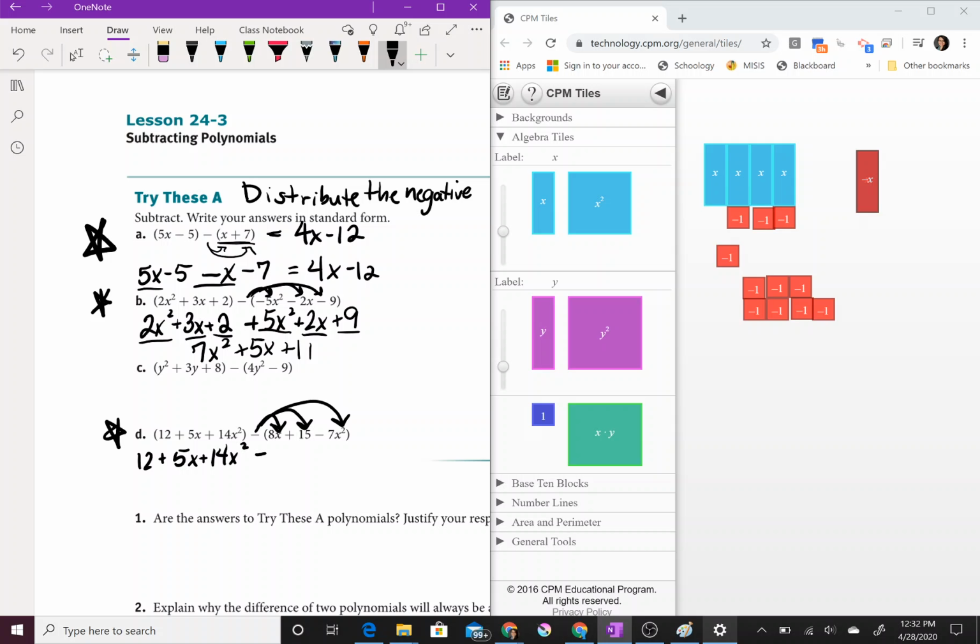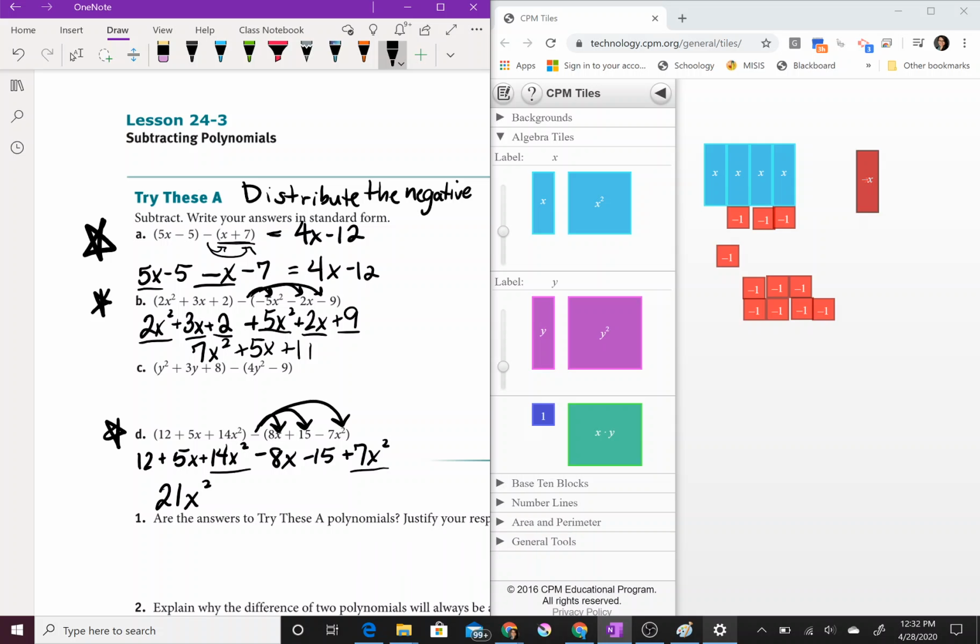But what's affected is this polynomial. 8x is now negative 8x. 15 is now negative 15. Negative 7x squared is going to be changed to positive 7x squared. That's its opposite. Now you can go ahead and combine like terms. I'm looking at the x squared because that has the greatest exponent, so I'm going to make sure to combine those first. That'll be my first term, and that's going to be combined together to make 21x squared.